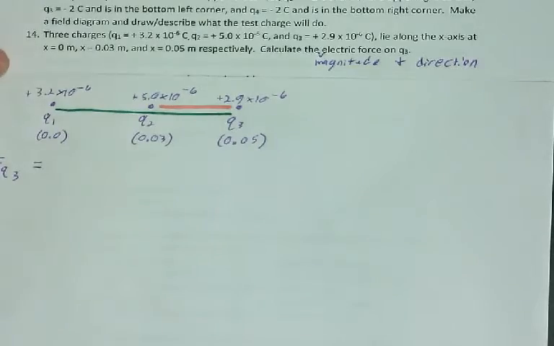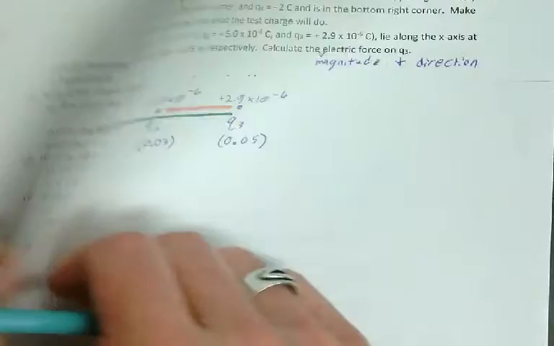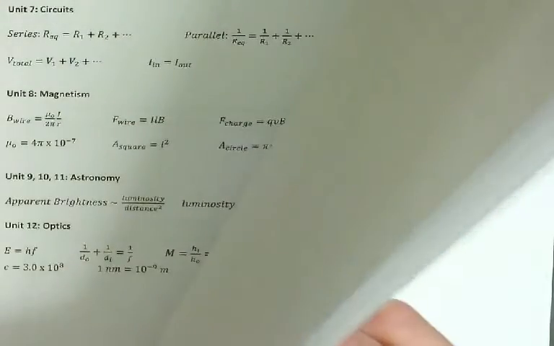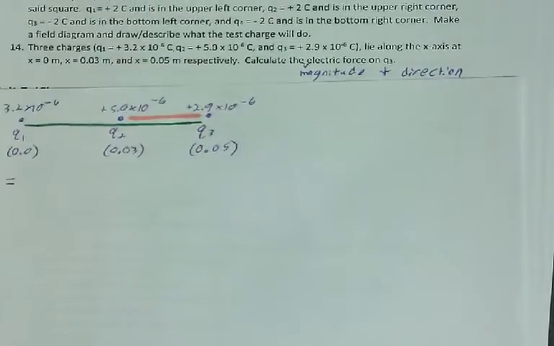It should be on the equation sheet. It's 9 times 10 to the 9th. Good. I didn't want to say the wrong thing, but that's what I thought.